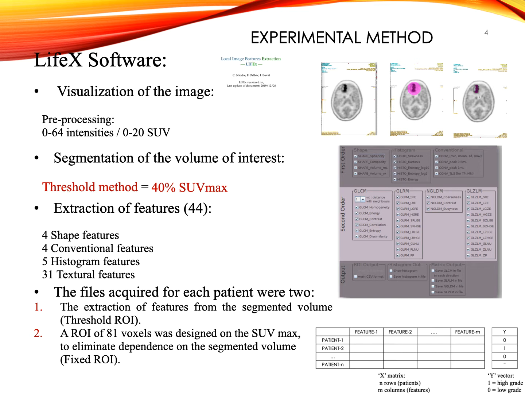For each patient, two different segmentations were obtained. One relating to the volume of interest of the whole segmented volume, and one relating to a fixed region of interest of 81 voxels centered on the SUV max, to eliminate the dependence on the volume. The extracted data were inserted into a matrix composed of n rows indicating n patients and m columns indicating m features. Each row is associated with the relative gold standard, 0 or 1.